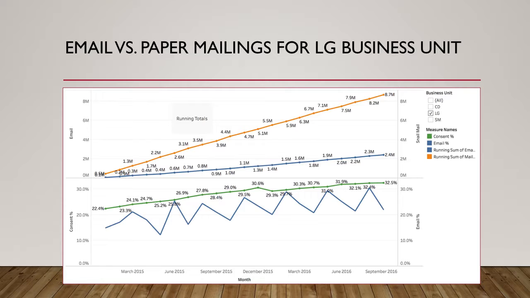The bottom chart has the consent percentage in green, and the blue represents the percentage of emails sent each month. The chart shows that there might be something going on causing emails to not go out consistently each month at the same rate as the consent. And there might be an opportunity for the company to investigate this.